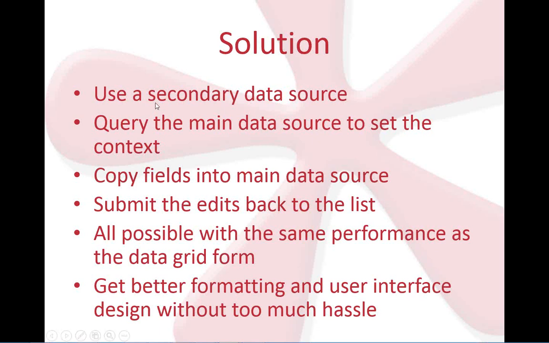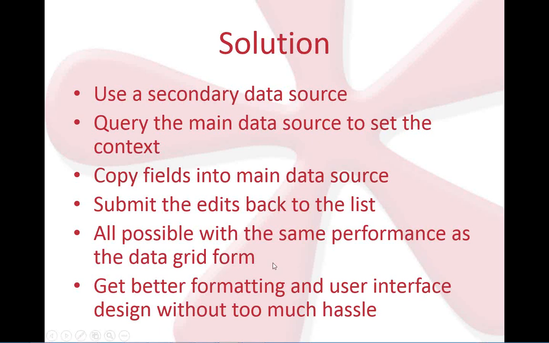So then what we do, we've pulled in all of the list items in this secondary data source. We copy all those fields over into the main data source, or we copy over the fields that we want to edit into the main data source, and then we submit those edits back to the list. And I'll show you this in action here in just a few minutes, and then we'll go through the actual list form in designer mode and take a look at how we're actually implementing these rules.